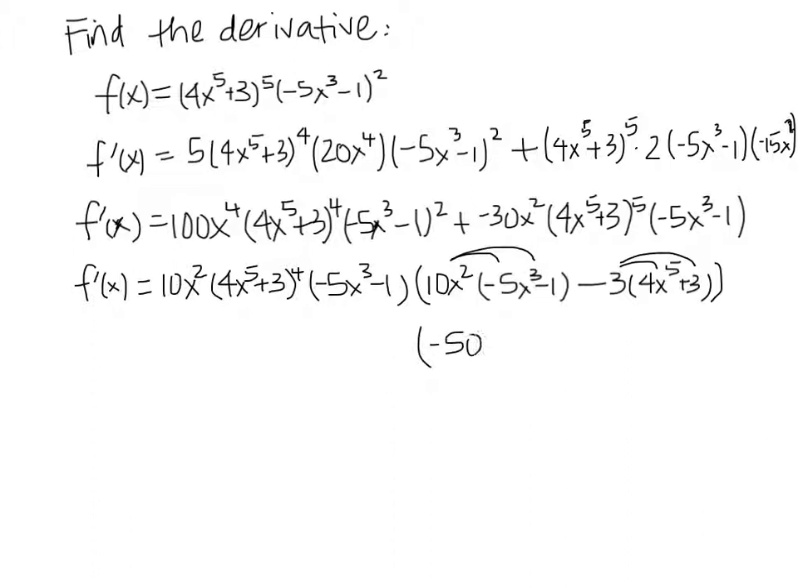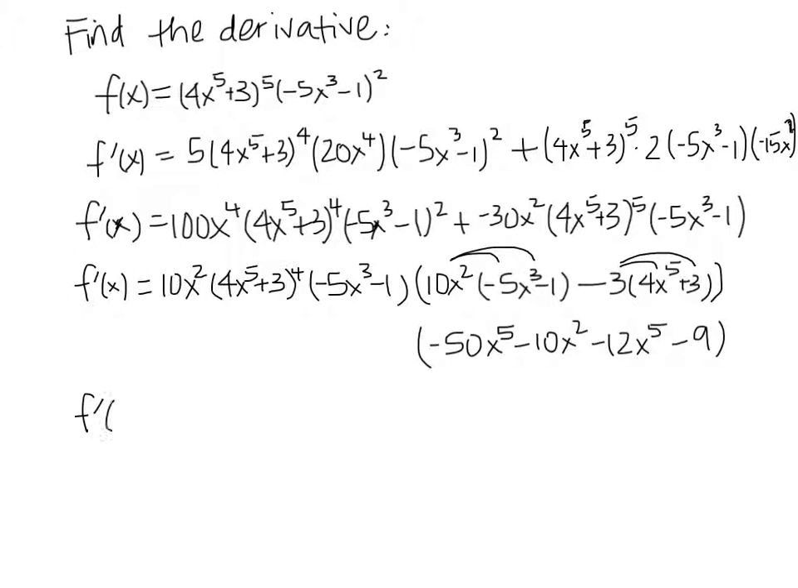So I have negative 50x to the what power? 5. We add those exponents. And then I have 10x squared times negative 1, so minus 10x squared. Then I have negative 3 times 4x to the 5th, negative 12x to the 5th. Negative 3 times positive 3, minus 9. And I can combine these x to the 5th terms, and then I will be as simple as I can be.